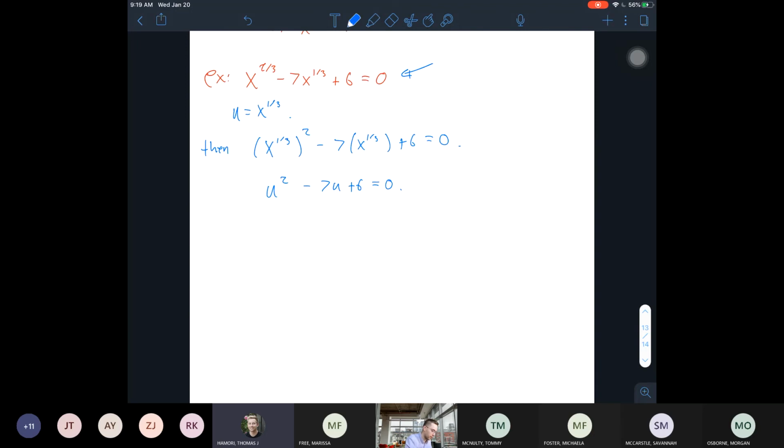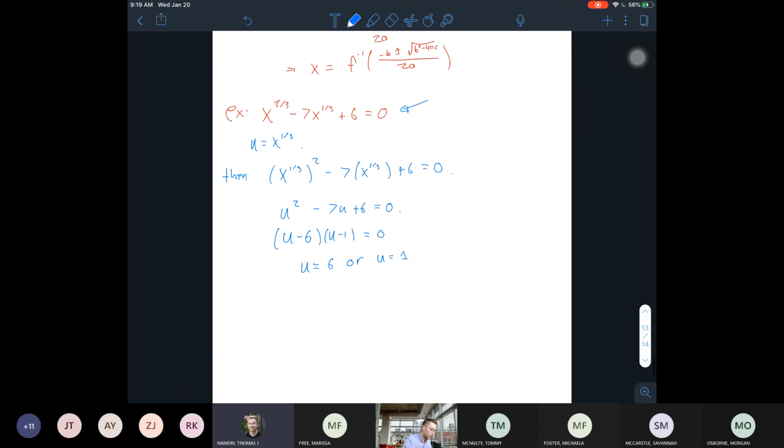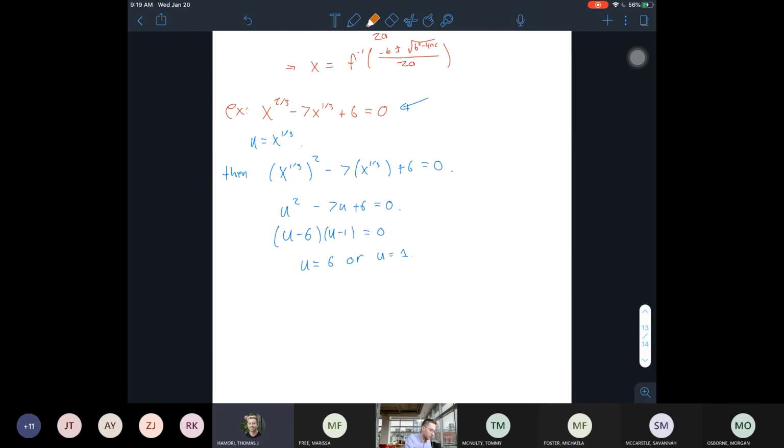So let's solve it using factoring. We'd factor as u minus 6 times u minus 1, and that's equal to 0. So u should be equal to 6, or u is equal to 1. So we're nearly there, but they asked us to find the values of x which make the equation x to the 2/3 power minus x to the 1/3 power plus 6 equal to 0. That's what they asked us for. We've given u values, which make this other related equation equal to 0.